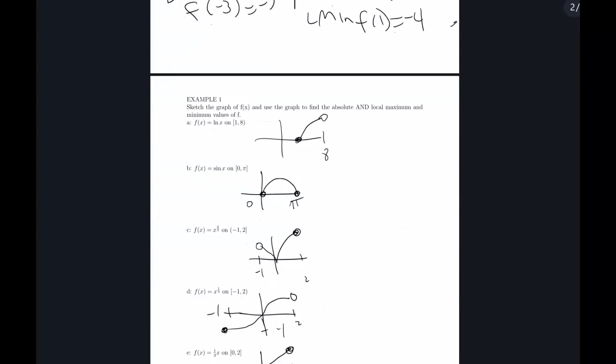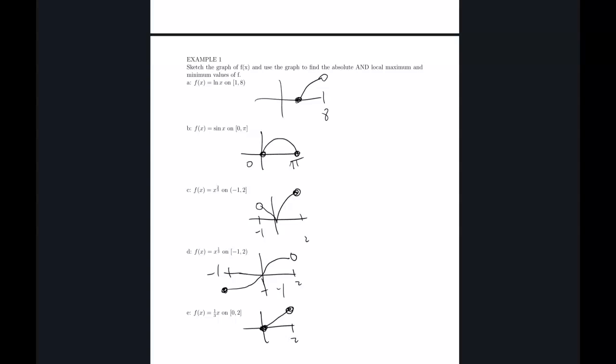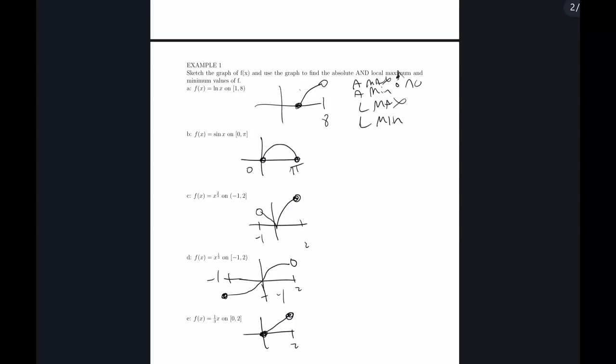All right. So let's continue on with these pictures. If I was to graph this, it looks like this. So I want the absolute max, the absolute min, the local max, and the local min. Okay, absolute max, there's none. I can't find an absolute max because there's an open circle at the end, right? There's nothing to get to. Absolute min, right there. So you always want to say f of 1 equals 0. So 0 is the minimum, but you want to say where the x value is.